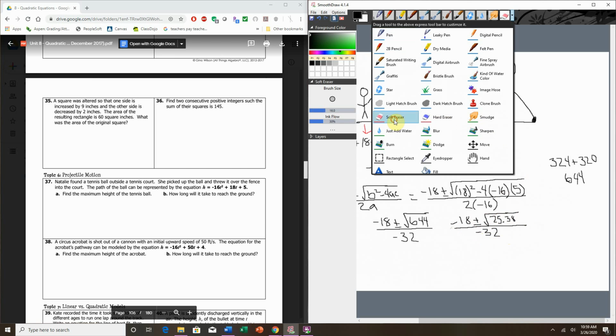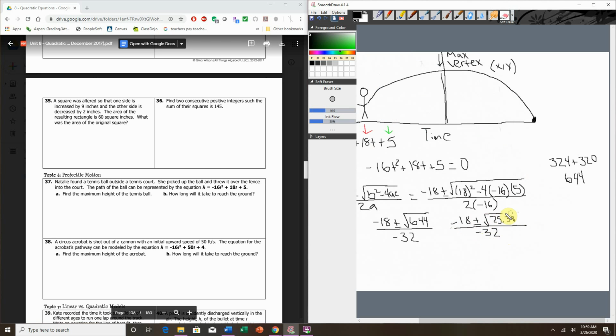Made a mistake here. Since we've already used the square root, we're going to remove our square root now, because we just simplified this. We took the square root of 644. Okay, so now we have to solve for our two scenarios. We have negative 18 plus 25.38 and negative 18 minus 25.38. So we're going to do both separately here.